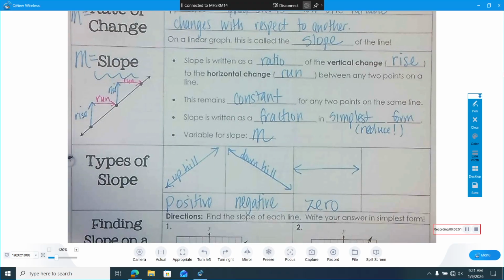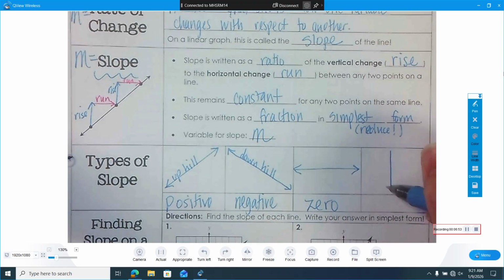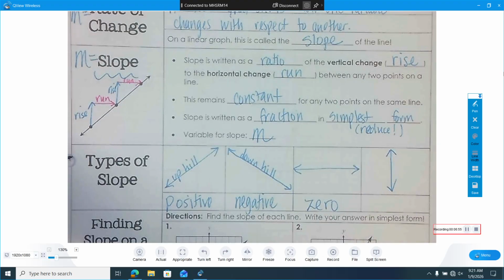All right. Then we have a vertical slope.